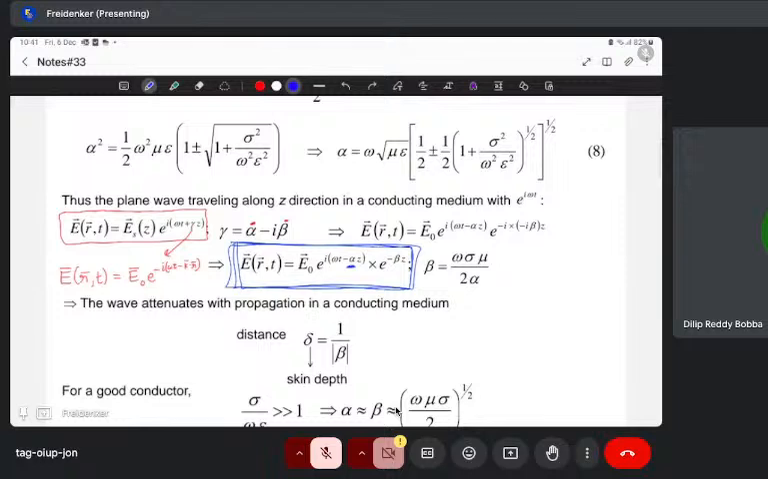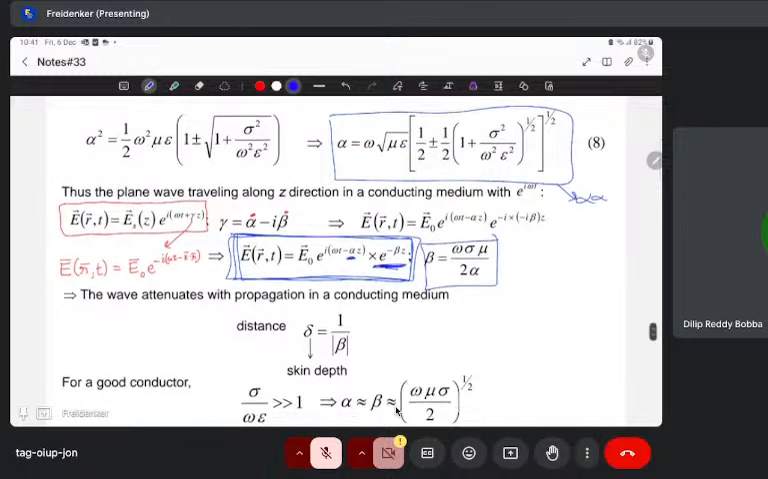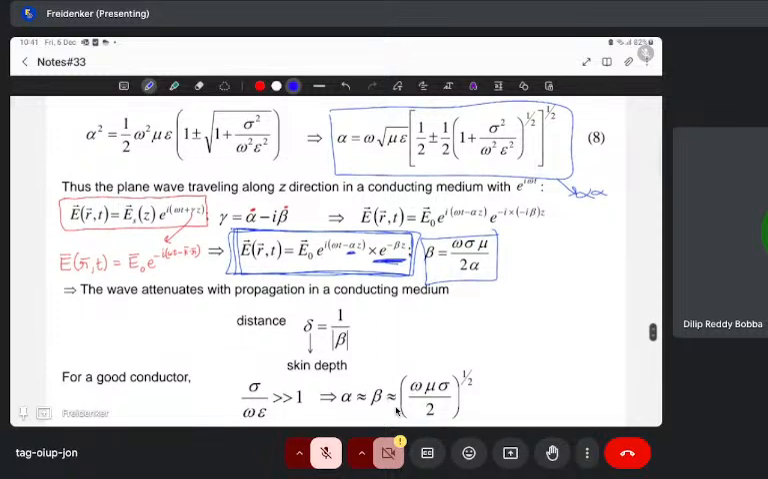The other new thing is this one. Beta is given by this formula. So you have beta, you have alpha. I don't think they will ask you to remember this because it is looking complicated. Beta is simpler to remember, so you could remember beta.